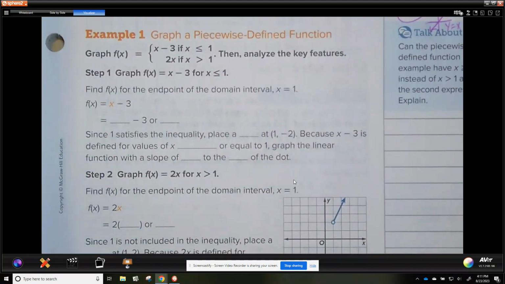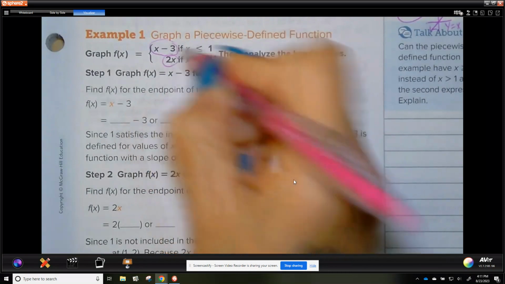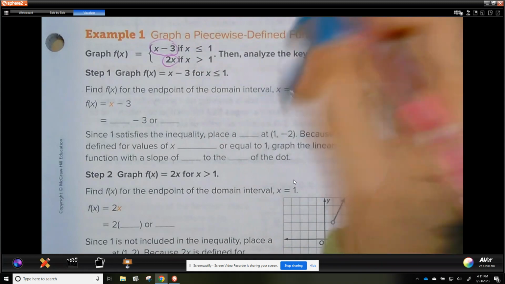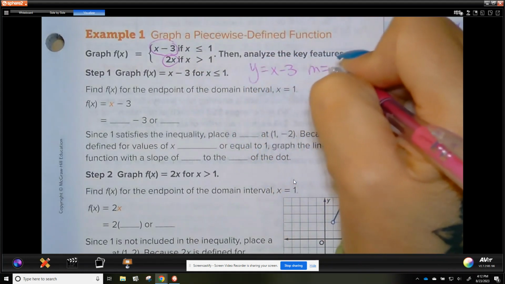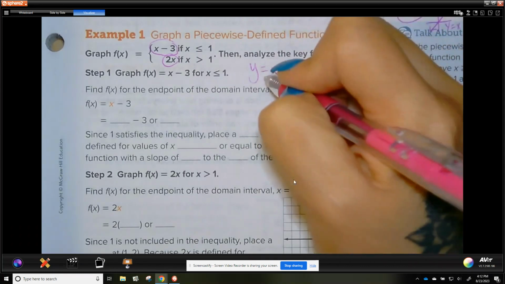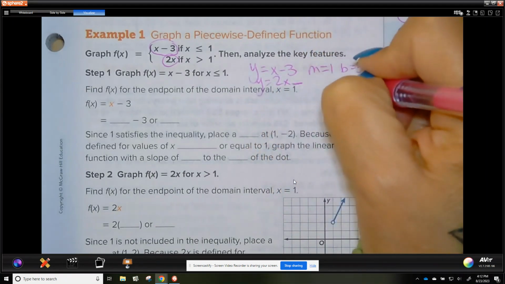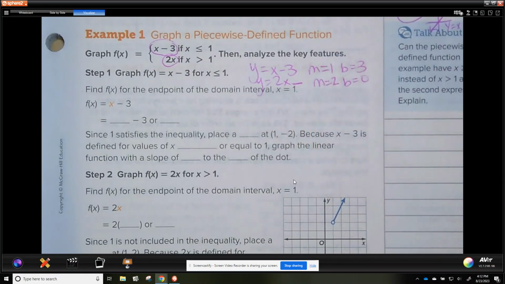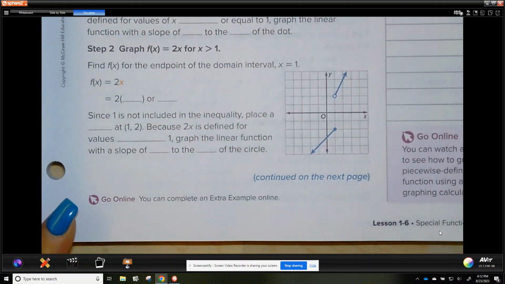Here's graph a piecewise function. There are two parts. We have this and this. They are both linear parts because I have x minus 3. And we know y equals x minus 3 has a slope of 1 and a y-intercept of -3. Then we also have y equals 2x. Now there's nothing there for b, so b is 0 and your slope is 2. So I'm going to show you different ways to do it. They've already completed it. Let me move this out of the way.